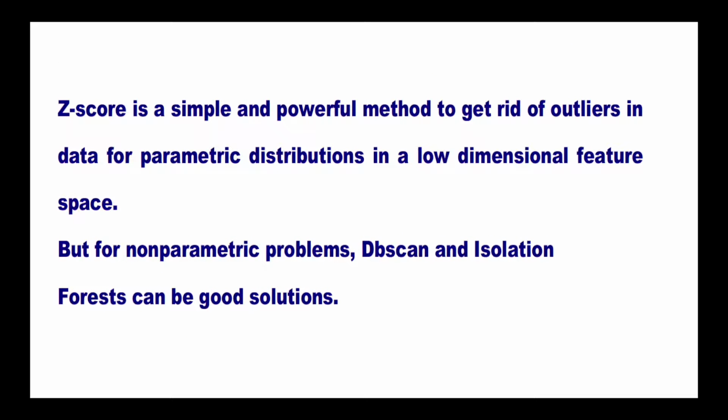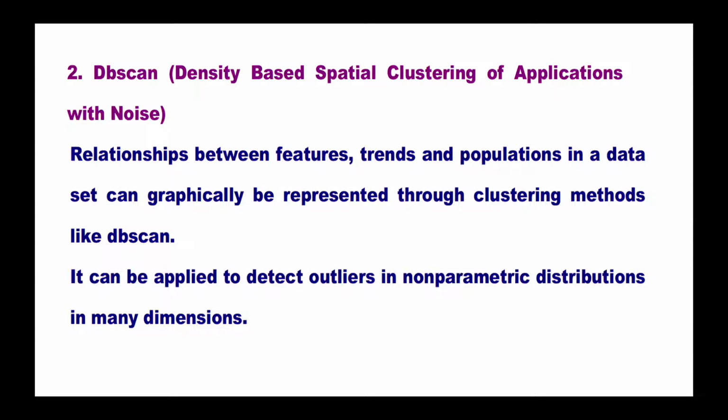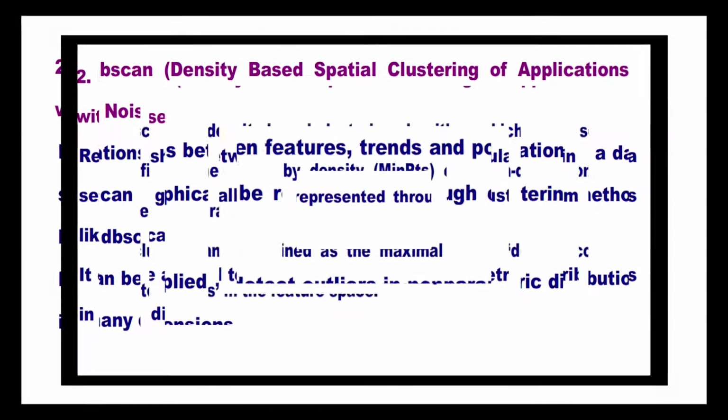Z-score is a simple and powerful method to get rid of outliers in data for parametric distributions in a low-dimensional feature space. But for non-parametric problems, DBSCAN and isolation forest can be a good solution. We will see them in detail. The first one is DBSCAN. It is nothing but density-based spatial clustering of applications with noise. Relationships between features, trends and populations in a data set can graphically be represented through clustering methods like DBSCAN. It can be applied to detect outliers in non-parametric distributions in many dimensions.